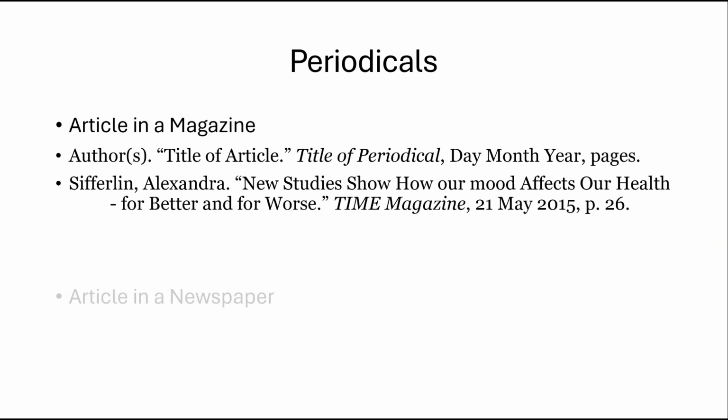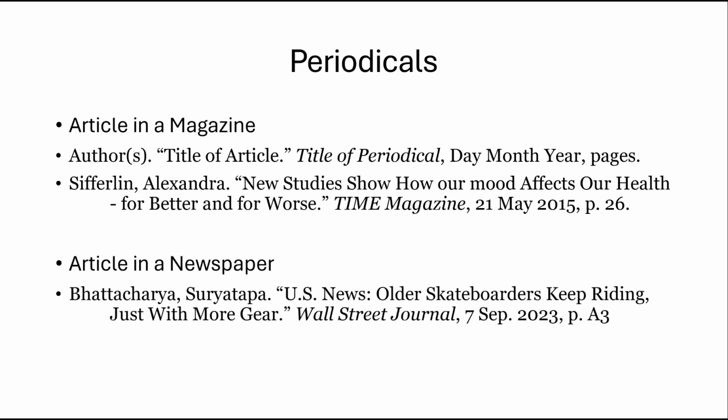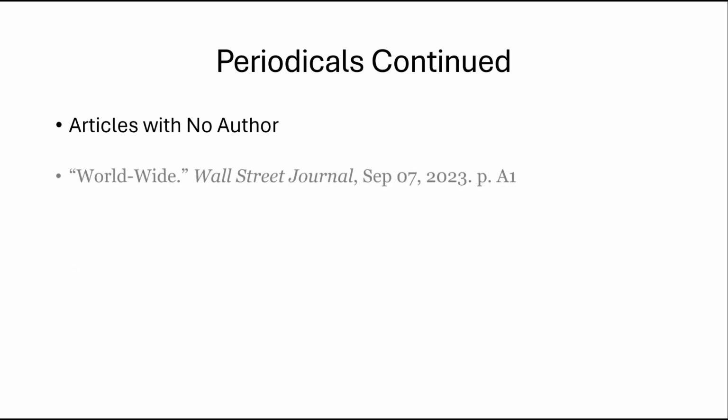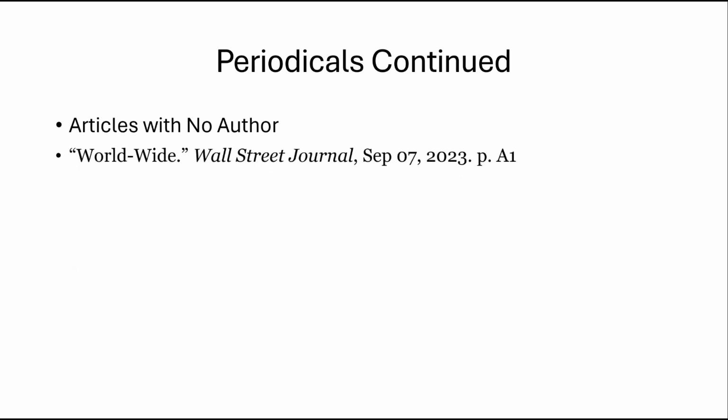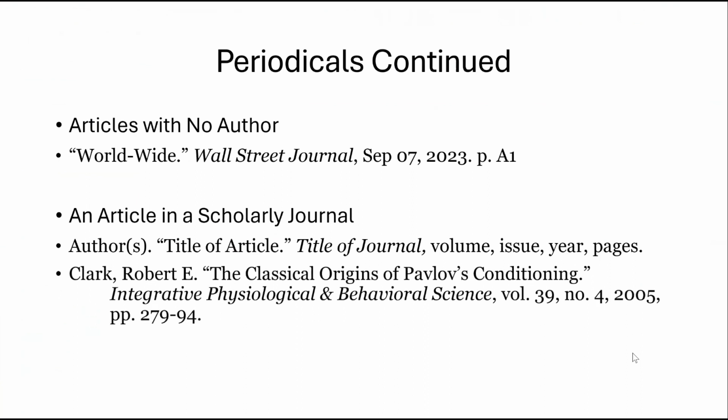For an article in a newspaper, you are going to do the same thing. Other periodicals, such as an article without an author, you start with the name of the article and then include everything else the same way. For an article in a scholarly journal, you are going to have the author or authors' names, the title of the article in quotation marks, the title of the journal italicized, the volume, issue, year, and pages. So that is what that would look like.